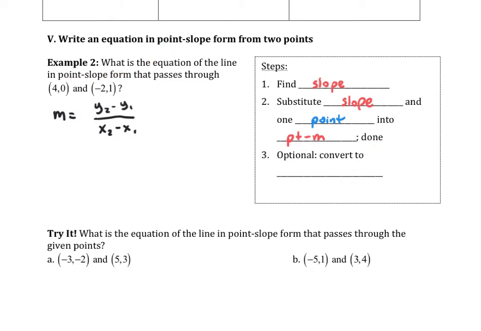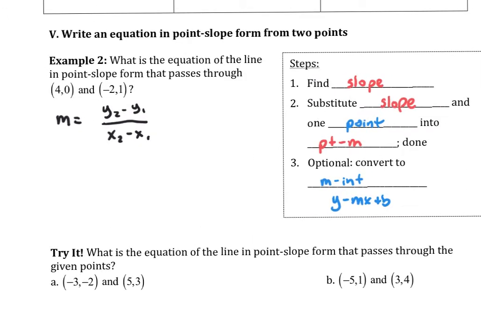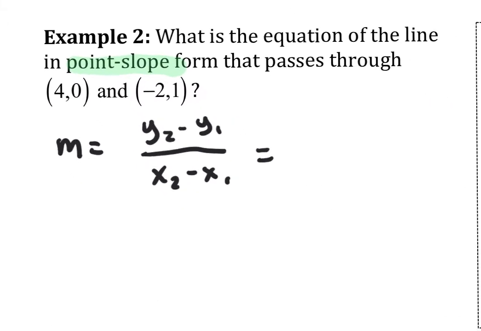However, oftentimes you're going to find that we are going to convert to slope-intercept form, which is y equals mx plus b. These instructions ask us, what is the equation of the line in point slope form? So we need to know when to stop. That's extremely important. We are going to stop at the second step here. The line passes through (4, 0) and (-2, 1).